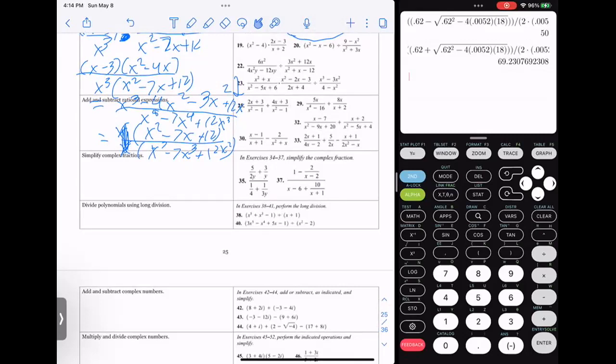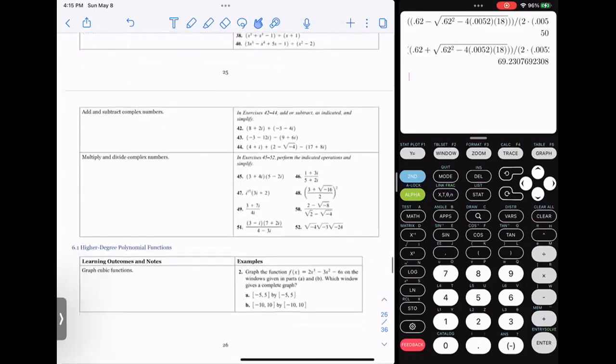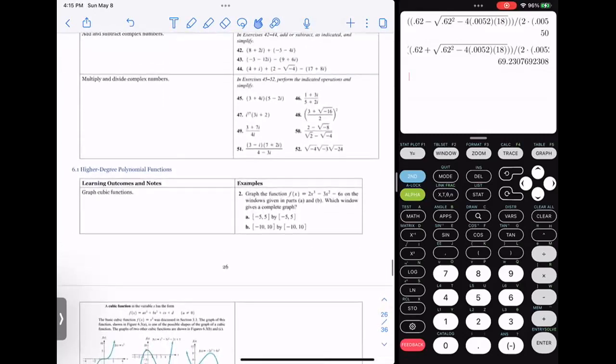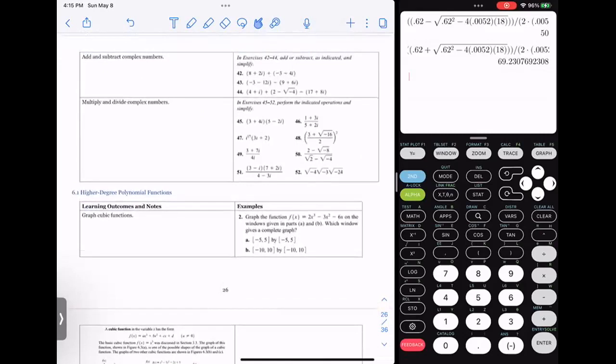I think I got it. Any other questions? Oh, okay. Questions here? Where we go with complex numbers?